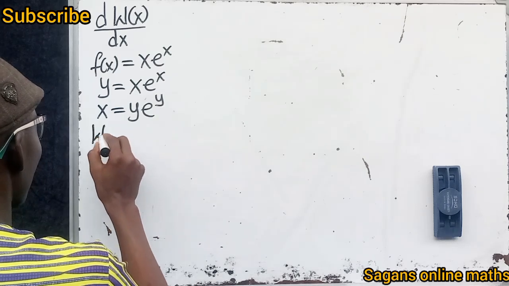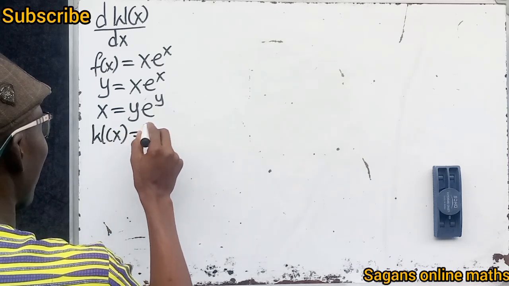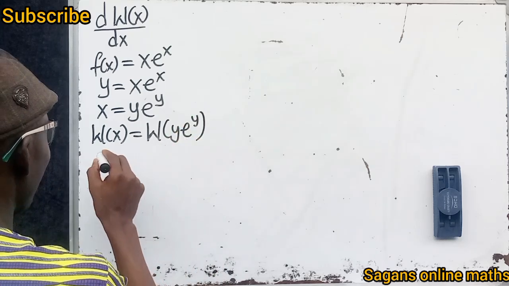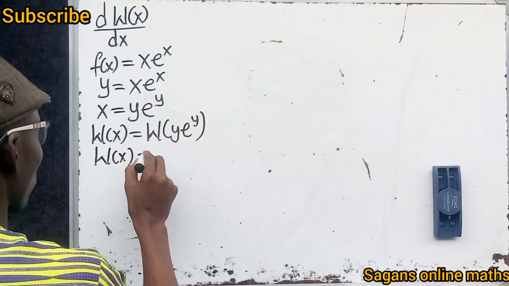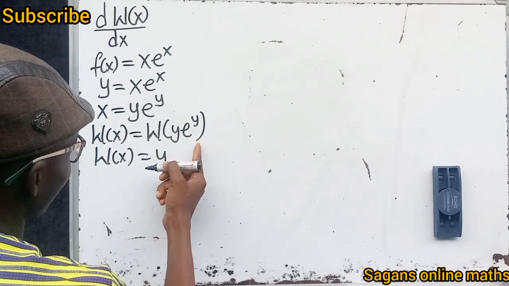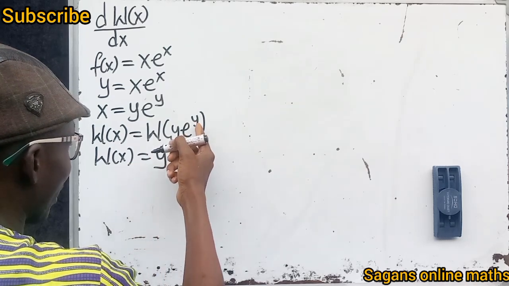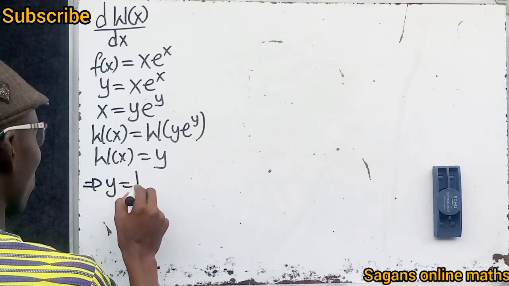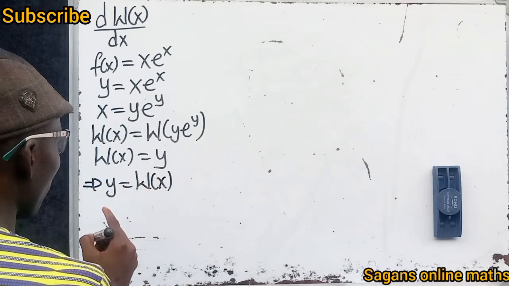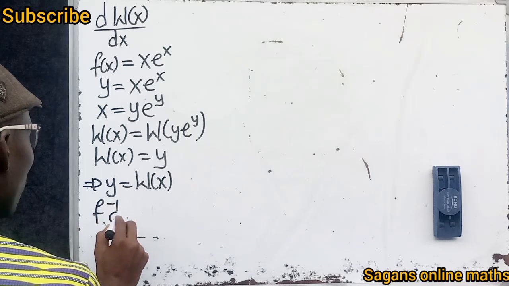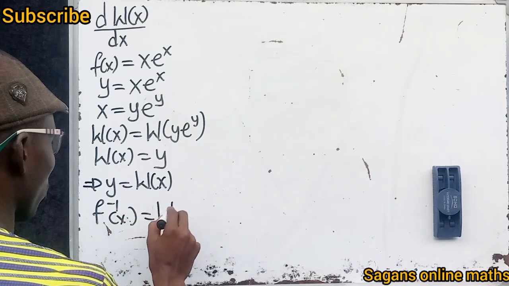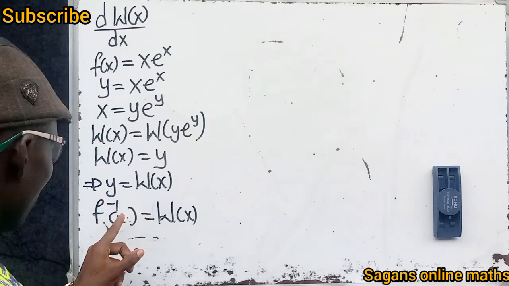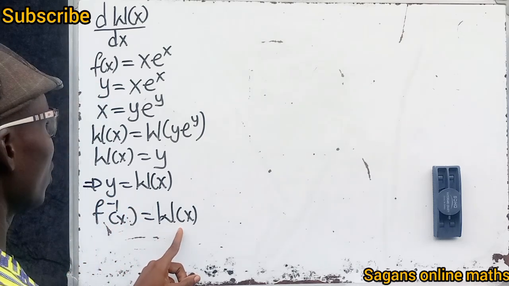That means the Lambert W function of x is equal to the Lambert W function of y multiplied by e to the power of y. That means the Lambert W function of x will be equal to y, because by these properties, when you take the Lambert function of y times e to the power y, the outcome is y. This implies that y is equal to the W function of x. That means the inverse of this function is the W function of x. You see how simple it is?